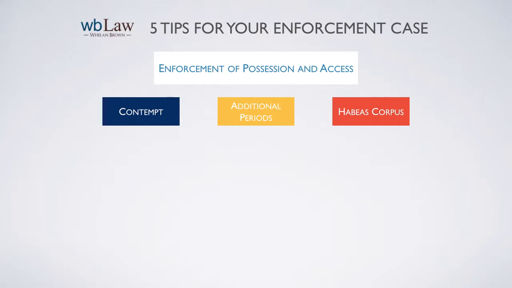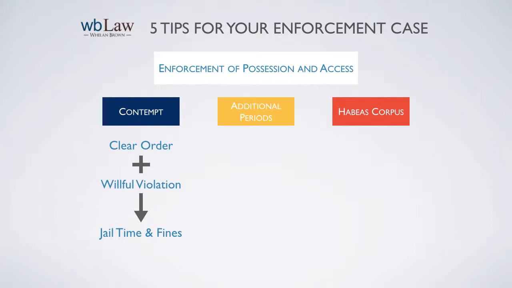You've probably heard of this one. If you have a clear order and somebody knew about it and violated it anyway, then the judge could order jail time and fees. The jail could be up to 6 months per violation, and the fees go to $500 per violation, which definitely adds up.